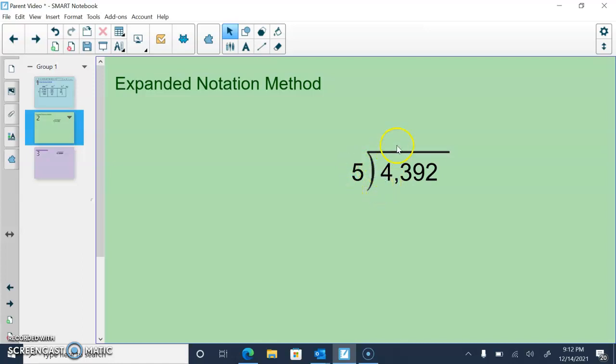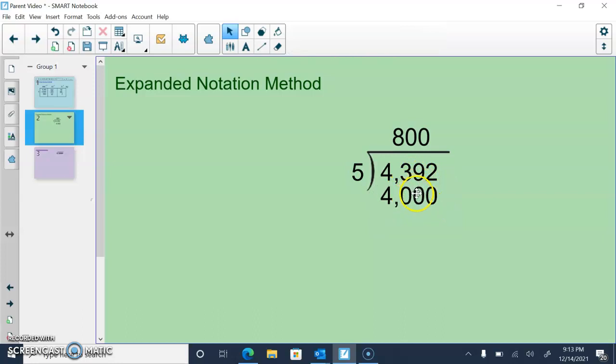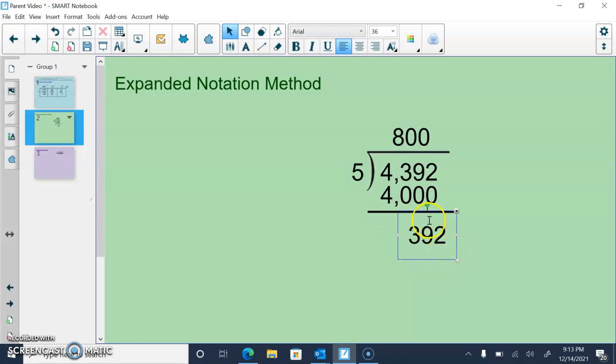So we're going to start with our hundreds place. 5 times what hundreds will get me close to 4,392. We know that it's 5 times, where am I at, 800 is 4,000. I'm going to take that away from 4,392. And I'm going to get an answer of 392. Just like I did in my first one. This looks more like the standard algorithm, but it's combining both place value sections and the standard algorithm.